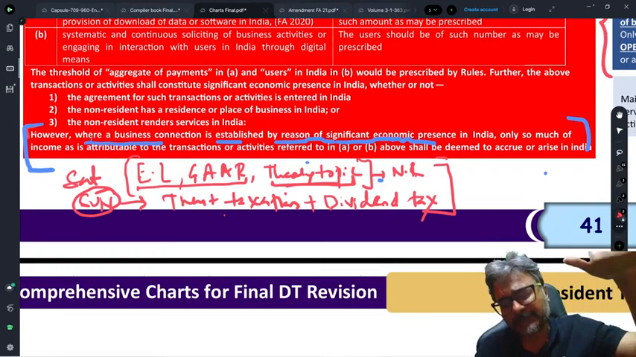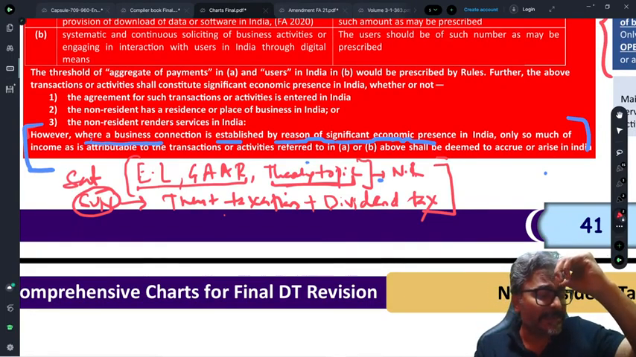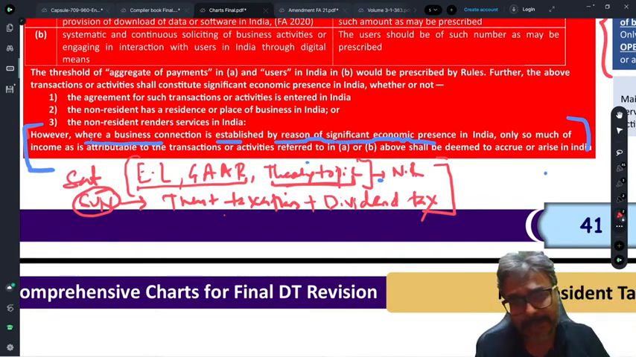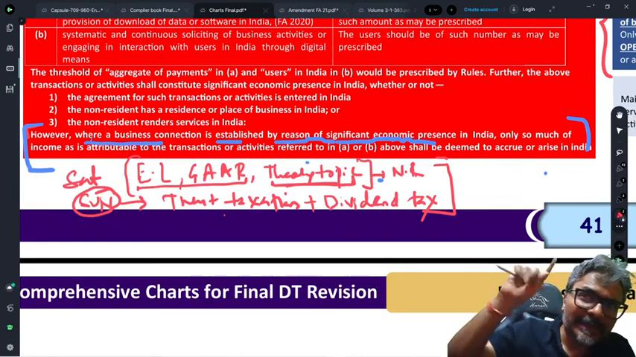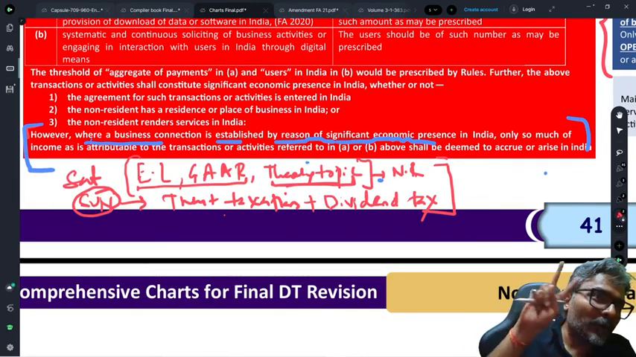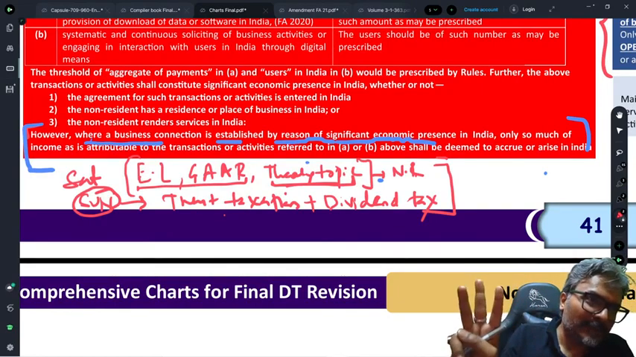After that, MAT and the other TDS, TCS would be on the following Saturday and Sunday. Saturday and Sunday would be MAT, thereafter the alternate tax regime, and thereafter TDS and TCS. That would be on the following Saturday and Sunday.